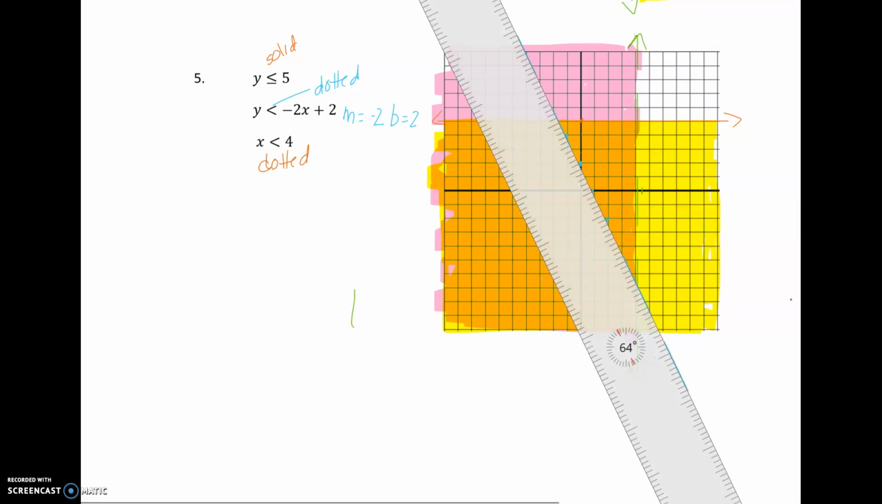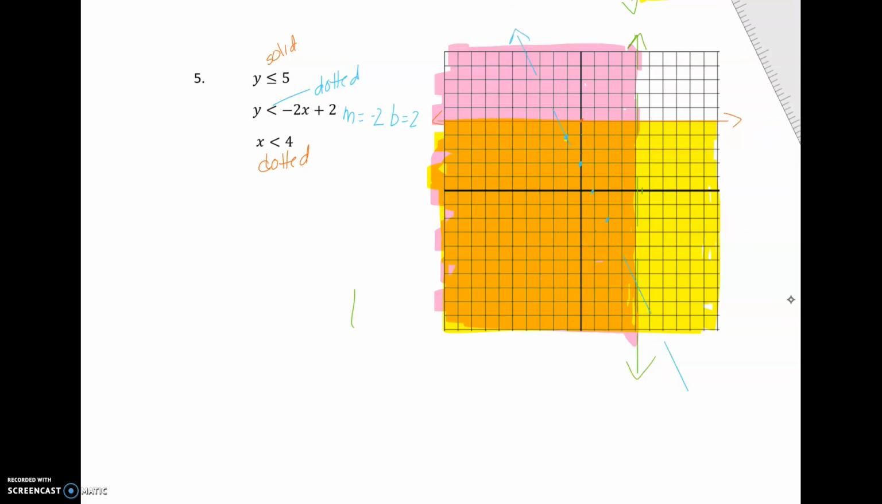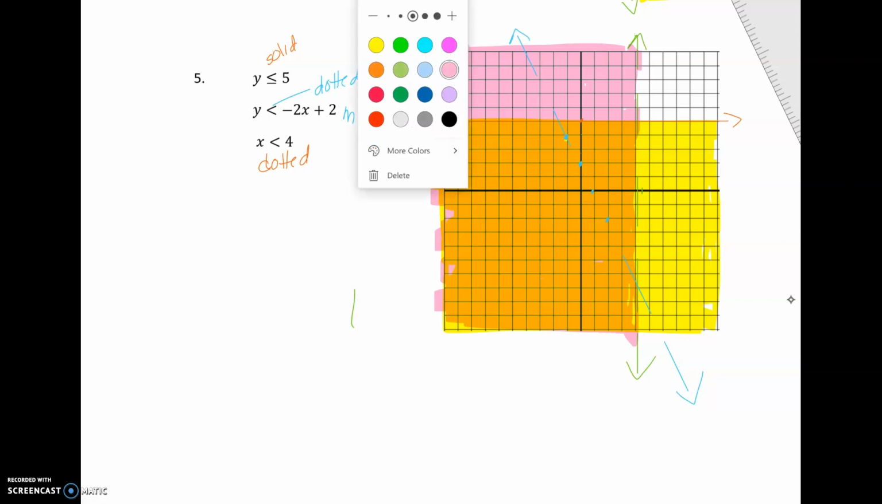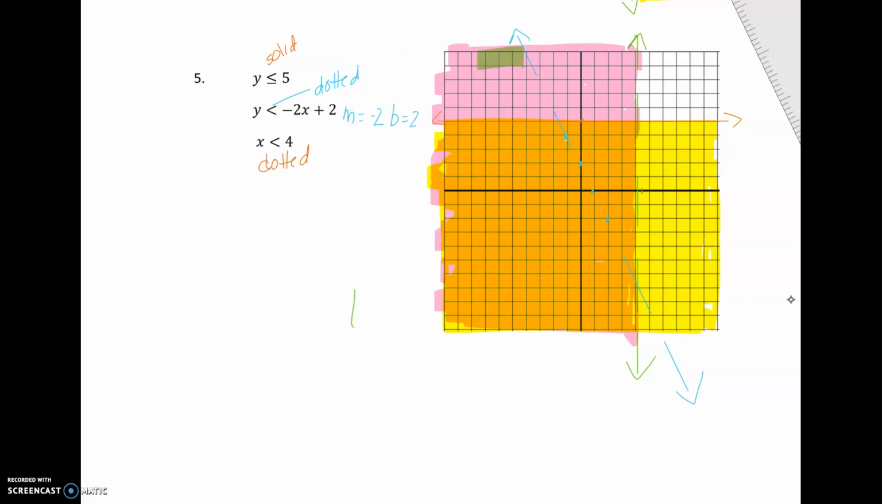All right, so we got that line. And now it says less than. Well, where is it getting smaller? Everything down below or to the left of that line, the y values are. Okay, let's see. What color should we put in here to see what we get? We did yellow. Let's do the green, I guess, and see what happens. So we're shading everything this way.